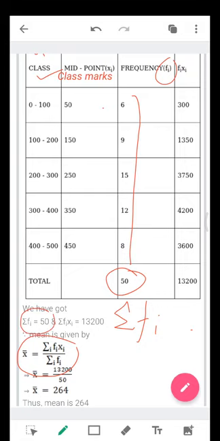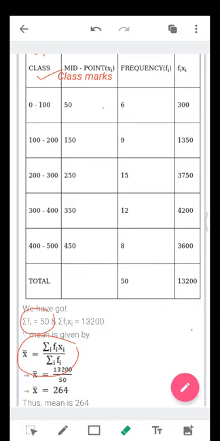Then I'll multiply fi and xi. Always remember the class marks will be xi and frequency will be fi. So how do we find sigma fi xi now? Let's see that now. We got sigma fi, the denominator part, as 50. Now let's see the numerator part. For numerator part, we need fi xi column. That is, we need to multiply fi and xi.